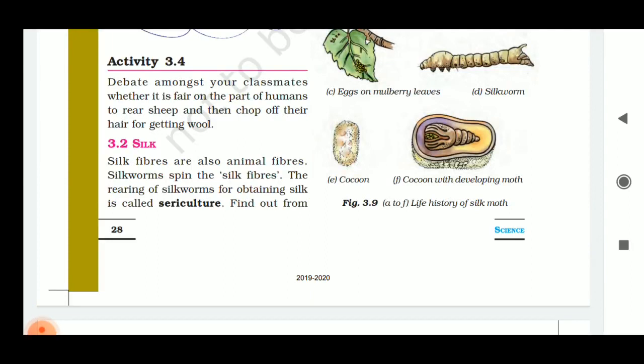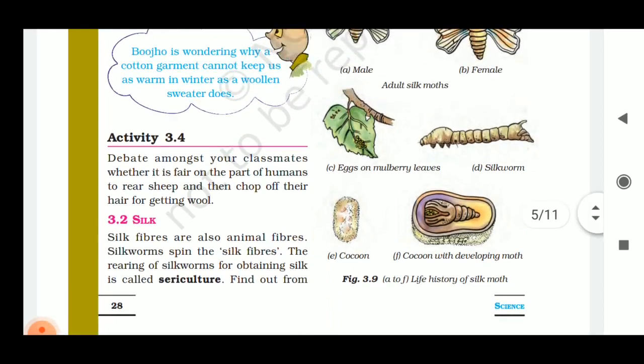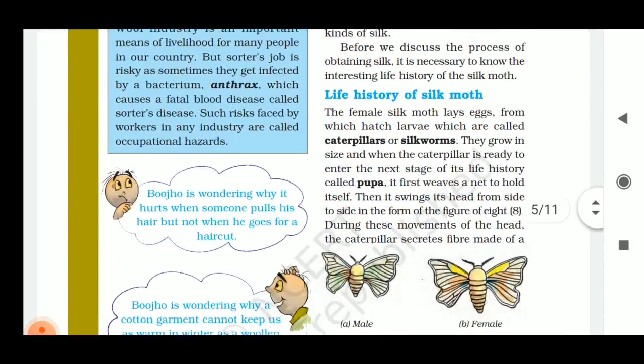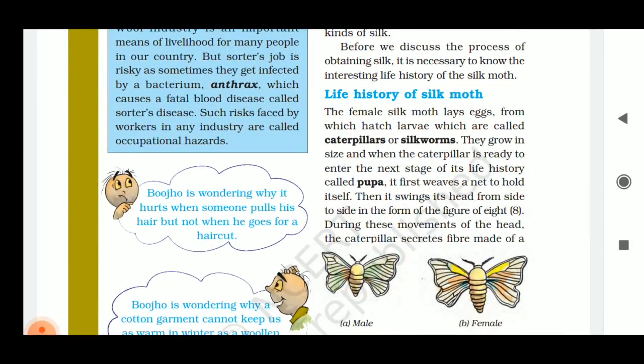Silk fibers are also known as animal fibers. Silkworms spin the silk fibers. The rearing of silkworms for obtaining silk is known as sericulture. Now the main topic is the life history of the silk moth.